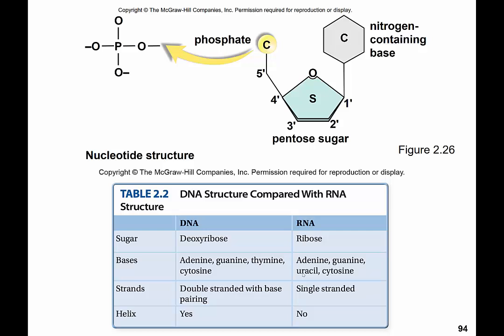Here's a look at the nucleotide structure. So we have the phosphate represented here, the pentose sugar, and the nitrogen-containing base that can be one of those 5 that we just looked at, depending on what it is. Here are some differences and similarities between DNA and RNA in Table 2.2. You can review this information now, but we'll get into it in more detail in later units.